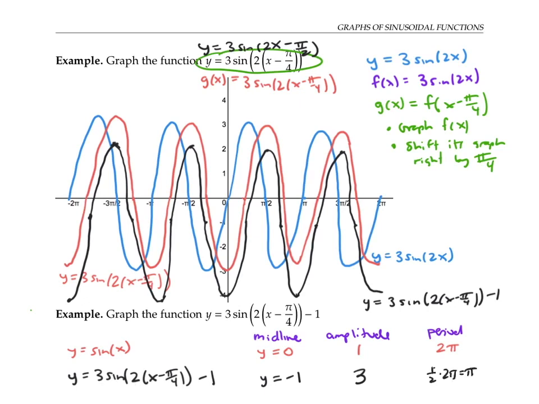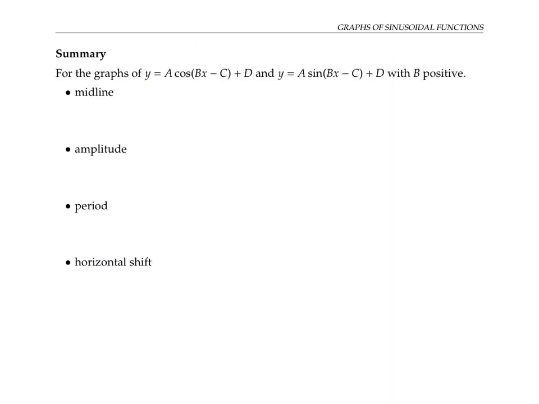Finally, there's a horizontal shift going on. Our transformed function shifts to the right by pi/4. This horizontal shift is sometimes called the phase shift. The function we just analyzed was y = 3 sin(2(x - pi/4)) - 1, which could also be written as y = 3 sin(2x - pi/2) - 1.